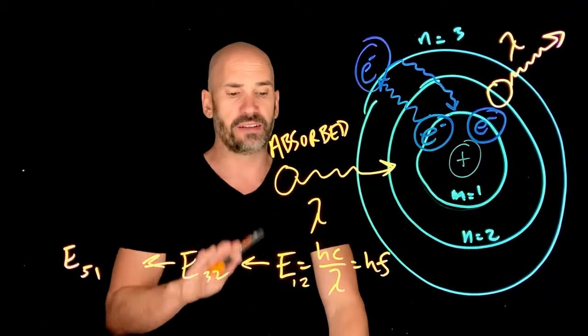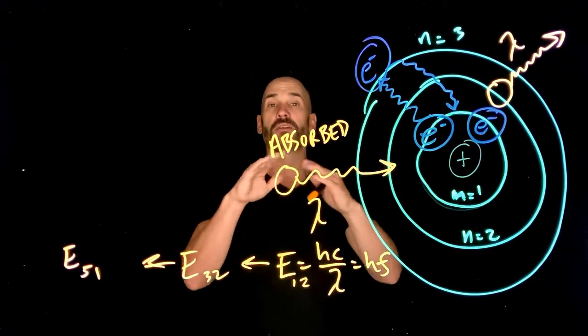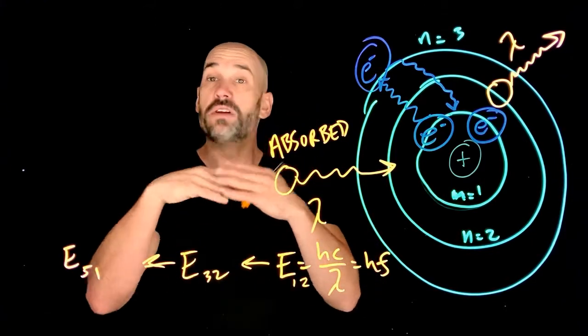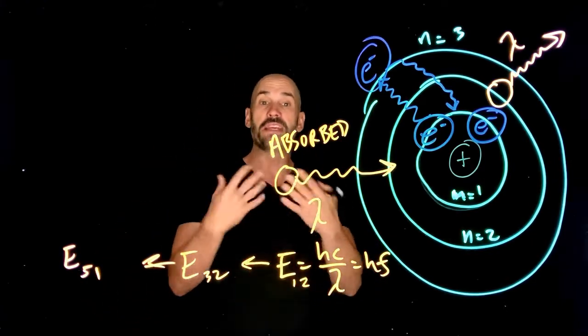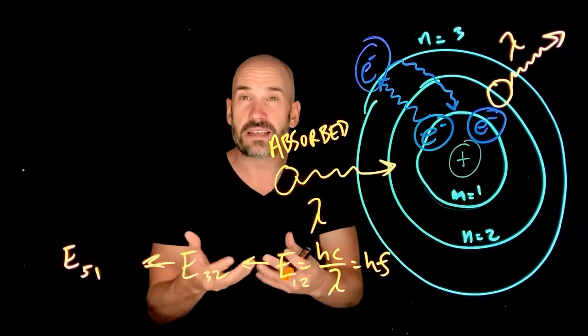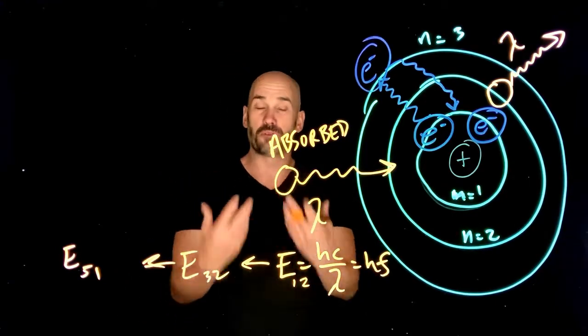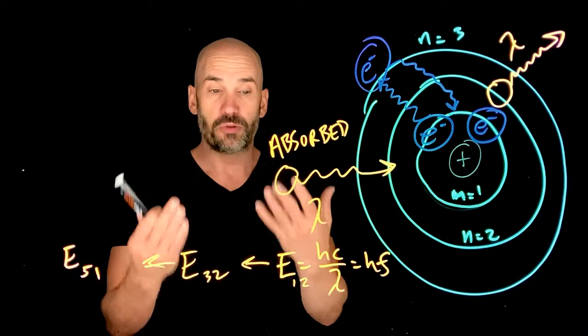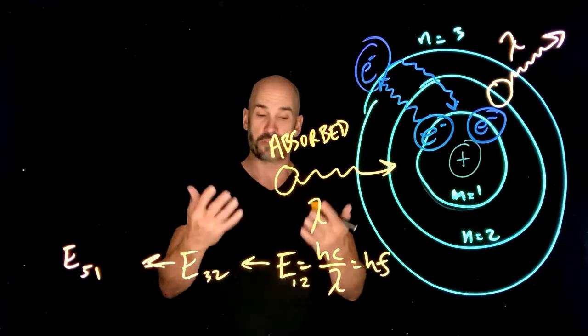We'll talk more about that in a little bit, but for every single element, there are unique energy levels. And those unique energy levels mean there's a unique set of wavelengths that are allowed to be absorbed, and that unique set of wavelengths is called the absorption spectrum.